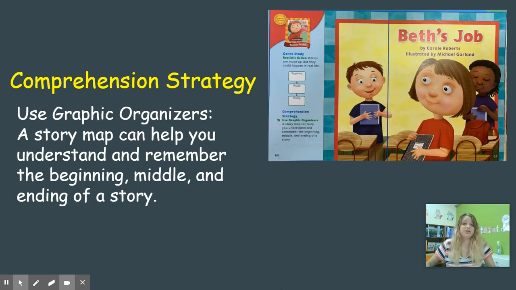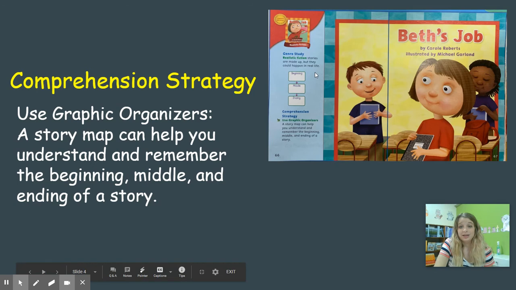All right, so comprehension strategy. Use graphic organizers. A story map can help you understand and remember the beginning, the middle, and ending of a story. So filling in a story map like the one in this picture will help you understand and remember what happens in the beginning, middle, and the ending of a story.